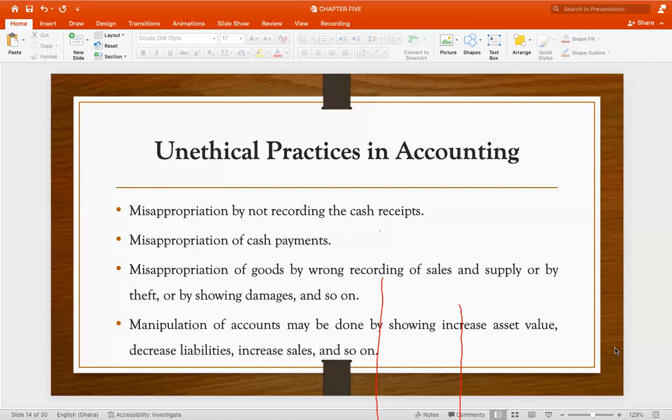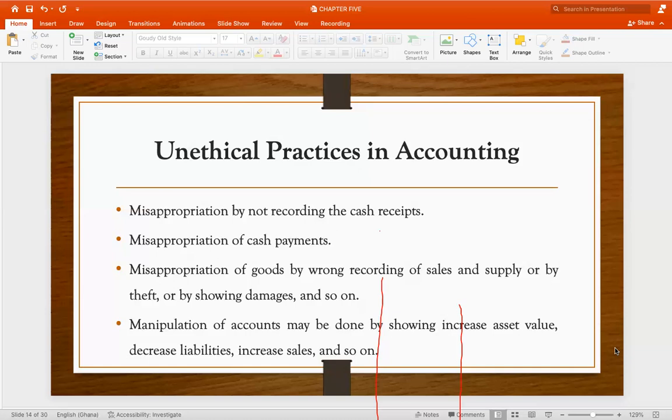Some unethical practices in accounting are misappropriation by not recording the cash receipts. So if you are given a VAT receipt, they want to record it on another form of receipt. Misappropriation of cash payments. Misappropriation of goods by wrong recording of sales and supply, or by theft, or by showing damages and so on. Manipulation of accounts may be done by showing increased asset value, decreased liability, increased sales, and so on.